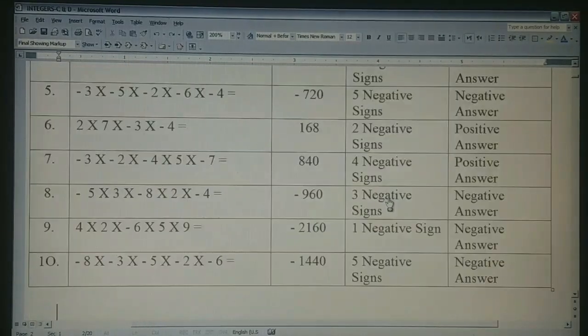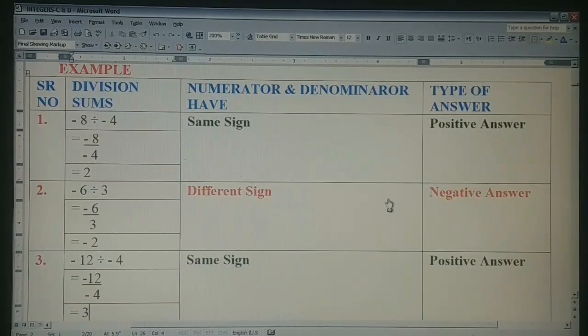Let us understand this through some examples. Let us see the first example, that is minus 8 divided by minus 4. First we have to write it in fraction form. Minus 8 will be in the numerator and minus 4 will be in the denominator. Now numerator and denominator both have the same sign. Numerator and denominator having the same sign, the answer will be positive.